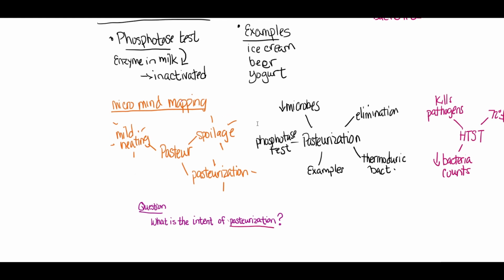Again, we're going to do some micro mind mapping. You have your main words. So here we have Pasteur, the scientist known for pasteurization. We have some key points: spoilage, pasteurization, and mild heating. And then from there, for each one of these, you would add information to it. Then repeat this mind mapping, and be able to recite it to yourself or to someone else.